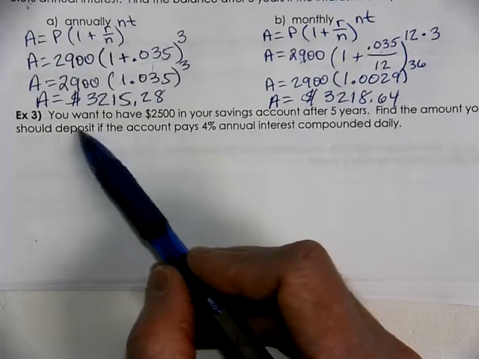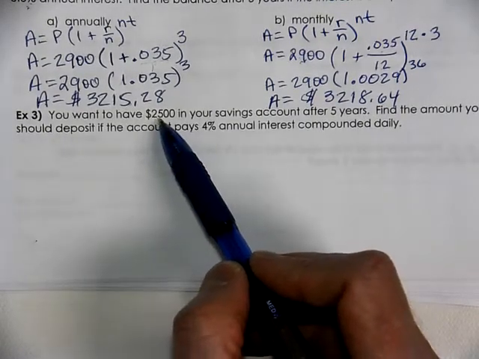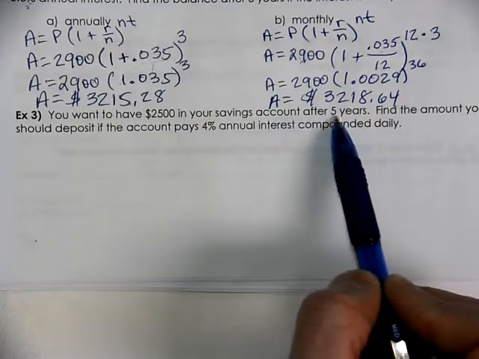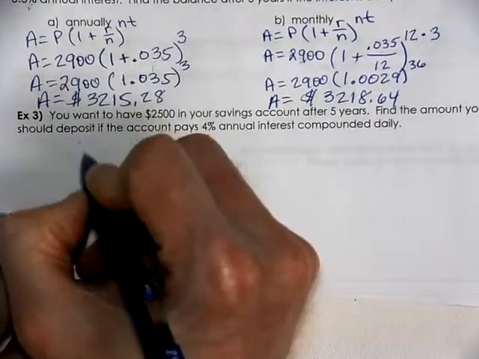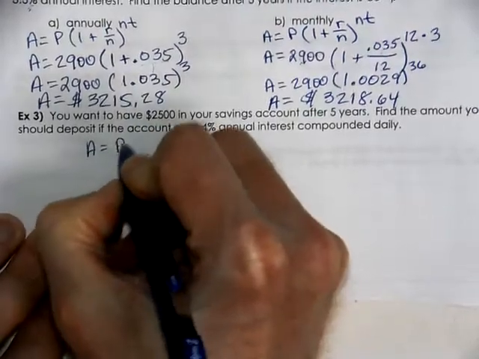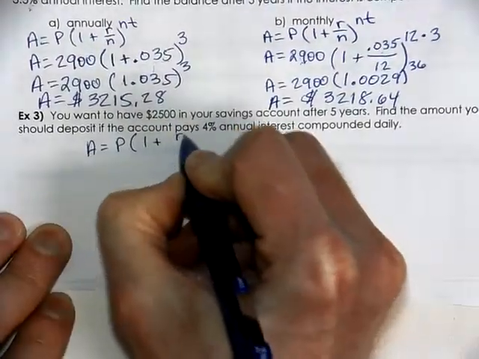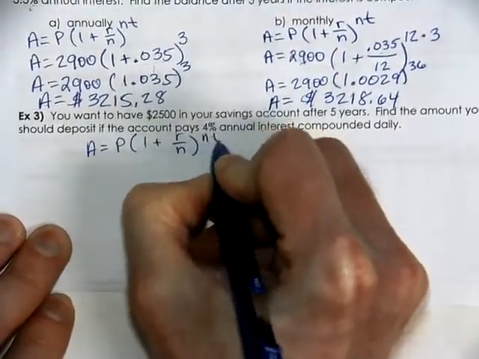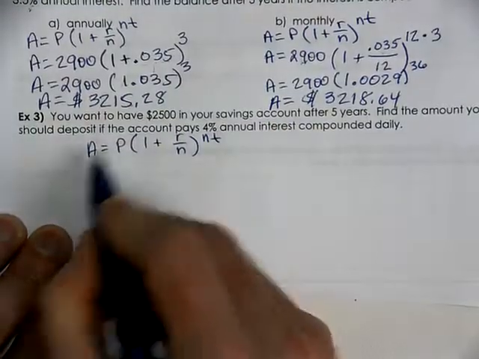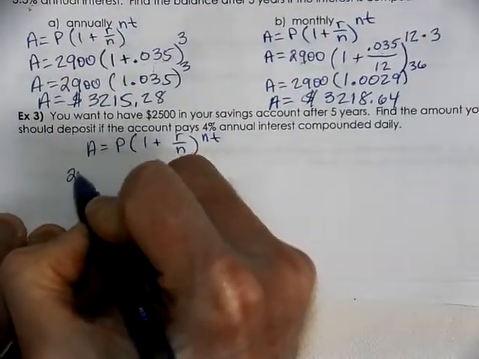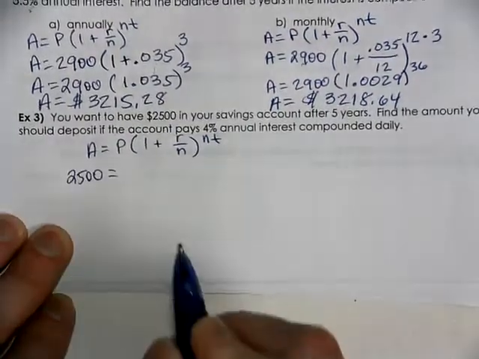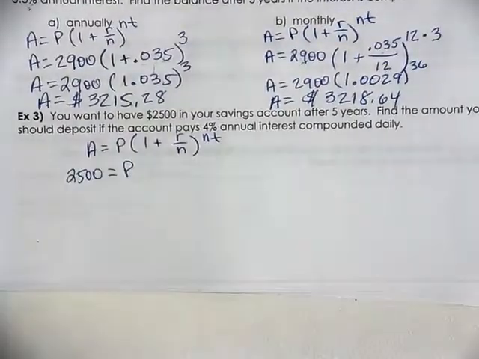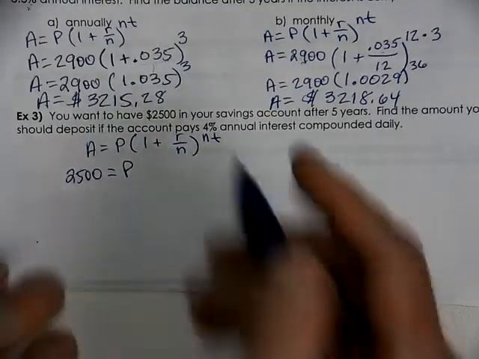There we go. We want to have $2,500 in our account after 5 years. So we're still using our same compound interest. This time we want our account to have $2,500 in it. The question is, how much are we going to invest? What is our p-value going to be?